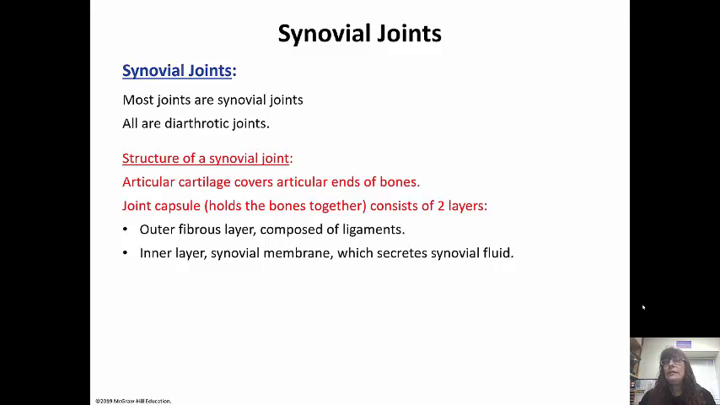Now, the joint capsule consists of two layers. The outer fibrous layer, which is composed of ligaments, and the inner layer, which is the actual synovial membrane. That secretes synovial fluid, which is going to provide lubrication to make it easier for these joints to move.